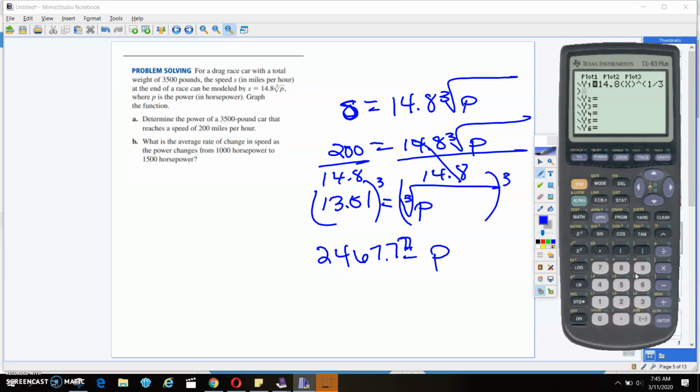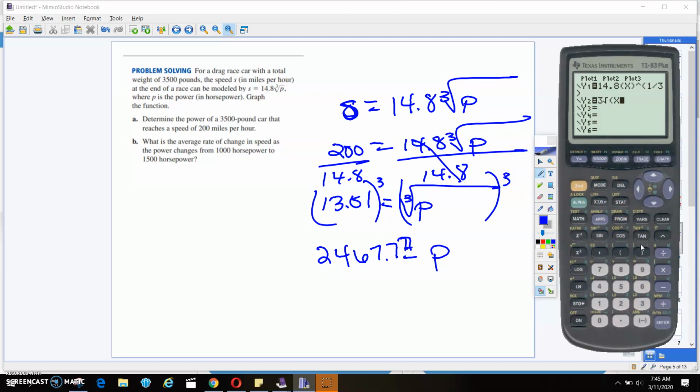Because if I type this, it's different. If I say 3 square root of x, that's wrong. That is not the cubic root. The cubic root is raised to the 1/3 power. So I can graph it.